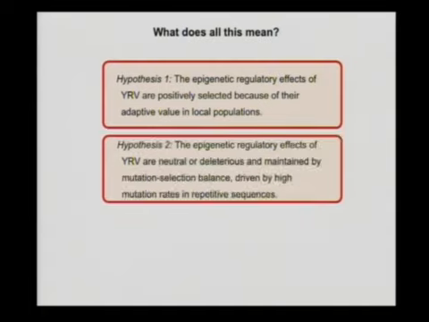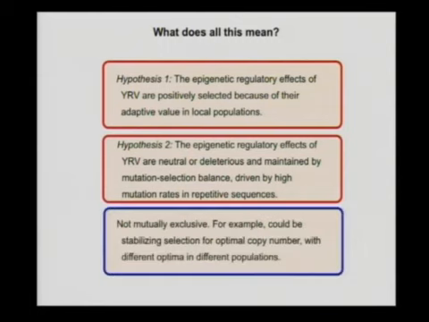The other possibility is that all of the variation in the Y that we see is maladaptive, and it results from mutation selection balance, and it's just maintained in populations. And I should point out, these are not mutually exclusive. Some of these effects could be maladaptive and others adaptive, and that still has to be sorted out.